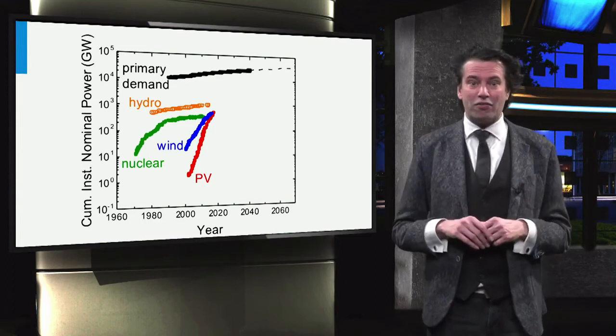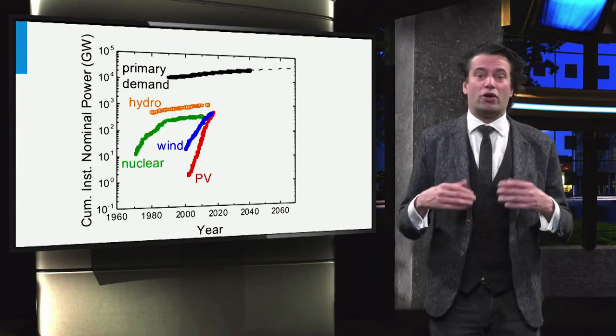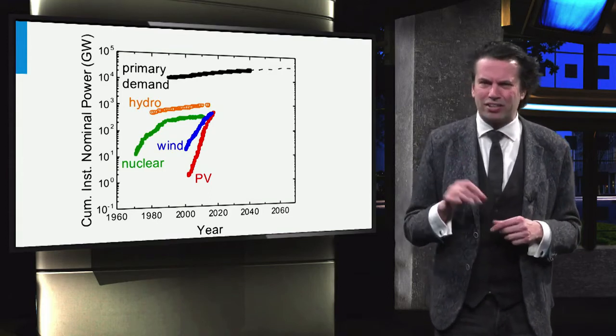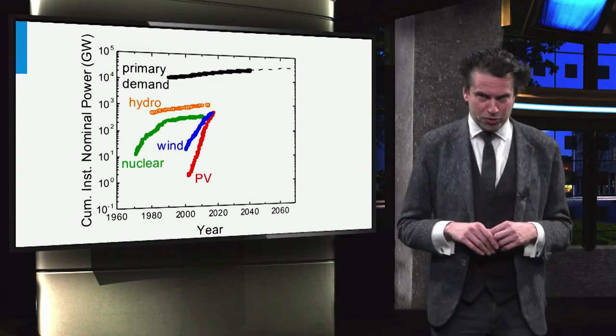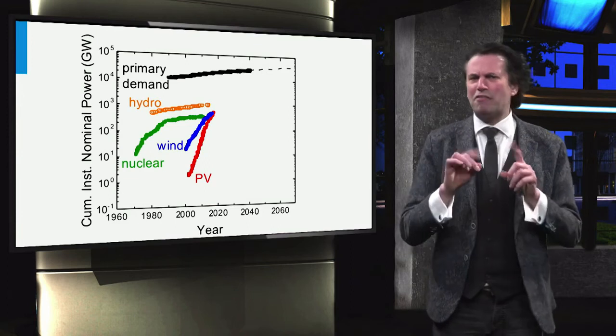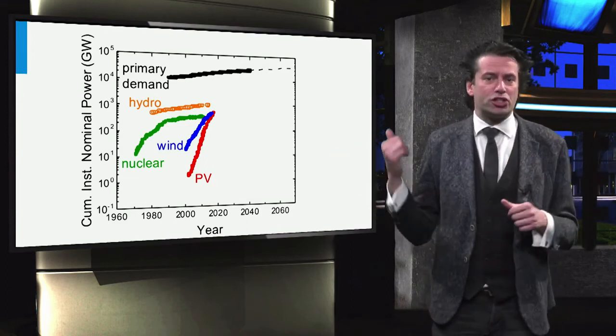Wind is growing at a relative rate of 20% per year. As you can see from 2000, solar is the fastest relatively growing energy technology, with a rate far above 40% per year. However, it's not fair to compare the installed nominal power between technologies like this.